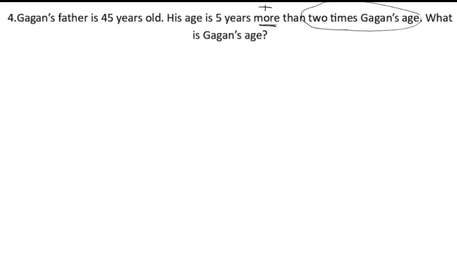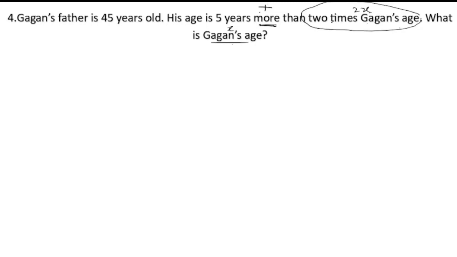2 times of Gagan's age. What is Gagan's age? We don't know Gagan's age. Okay, we will take Gagan's age to be x. And 2 times of that age is 2x, and 5 more than 2x. Okay, twice its age.